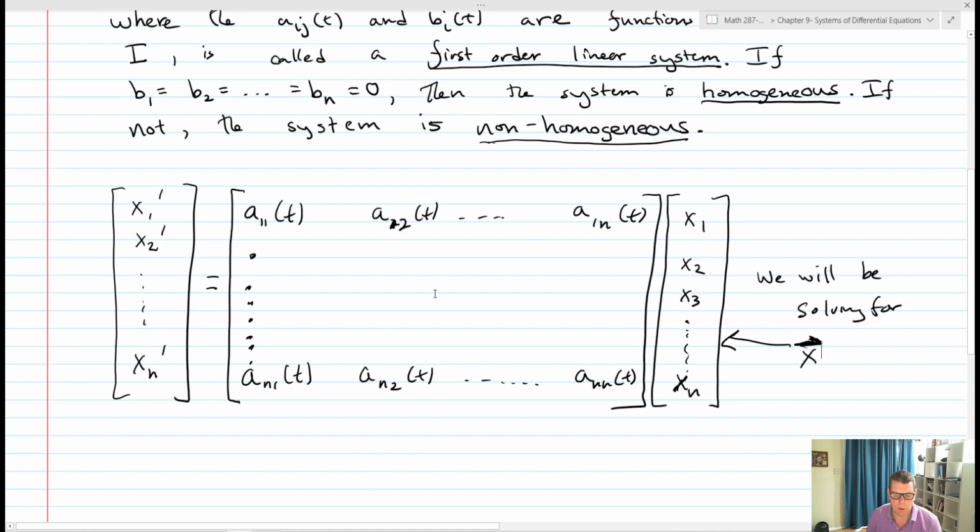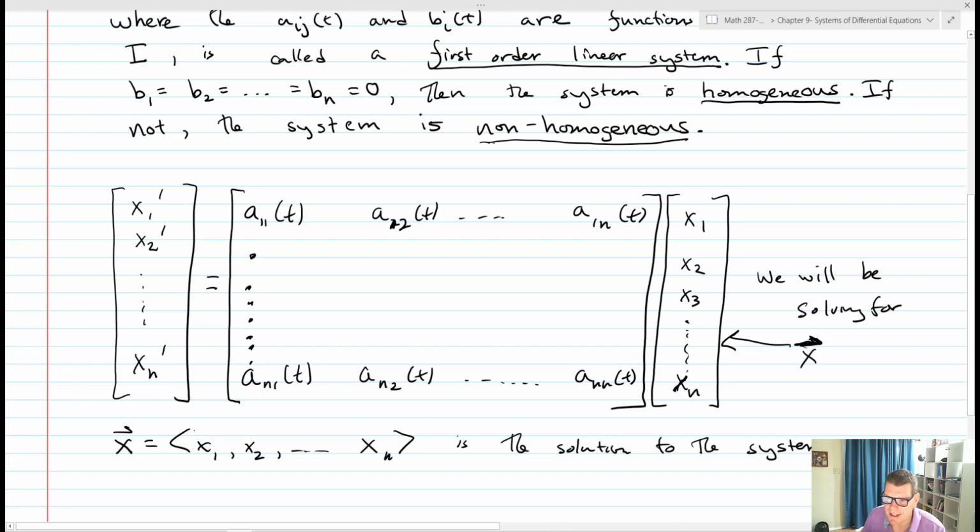All right, and we'll get some more notation on that in just a little bit. Now this vector x, x1 through xn, which are functions, is the solution to the system. So if we have an n by n system, we're going to have n different solutions to the system. Or we're going to have one solution, but it's going to be made up of n different functions. I should actually restate that. One solution, n different functions.